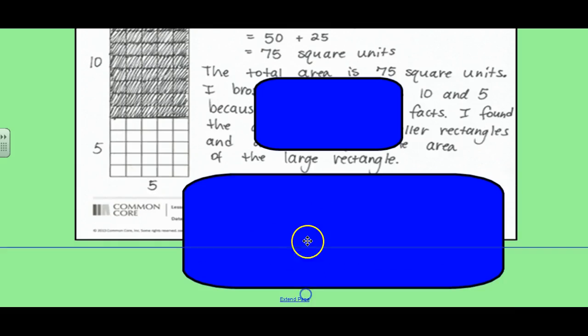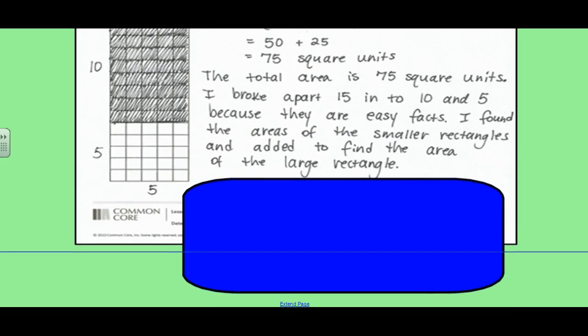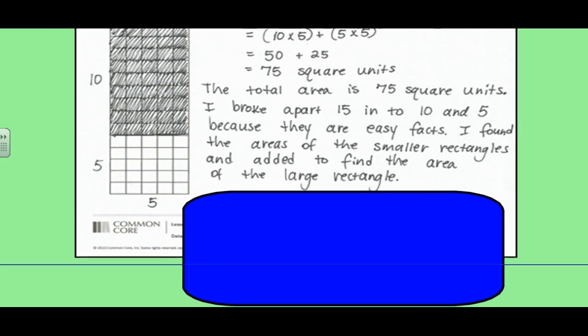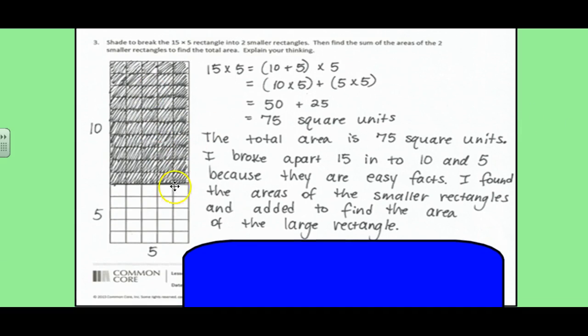I will show you what I was looking for, but we knew that the total area was 75 square units, and the way that we figured that out is because we broke apart 15 into 10 and 5, and those are easier facts to use, which I said a while ago, and it made smaller rectangles, and then we added to find the area of the larger rectangle. So anytime you're having to do anything like this and you're explaining your thinking, you're just explaining the different steps that we take to find the area. So on your paper, if you would just copy this down so that you know exactly how to explain your thinking if you have to do that in the future on a lesson that we do.